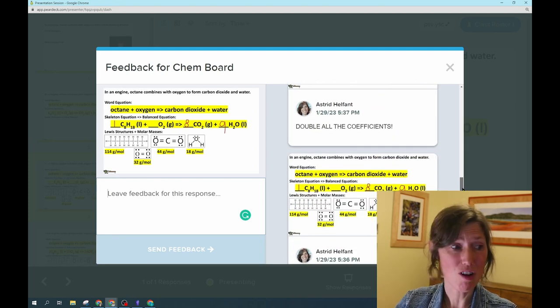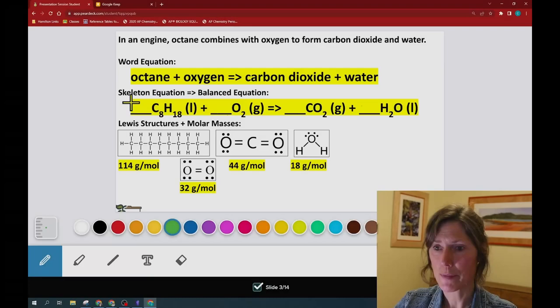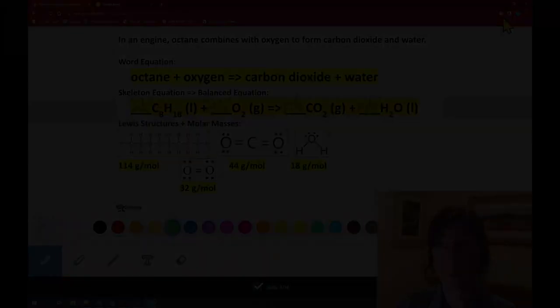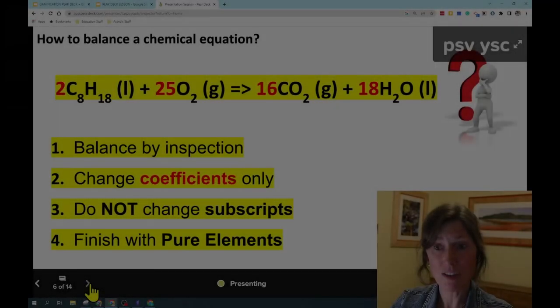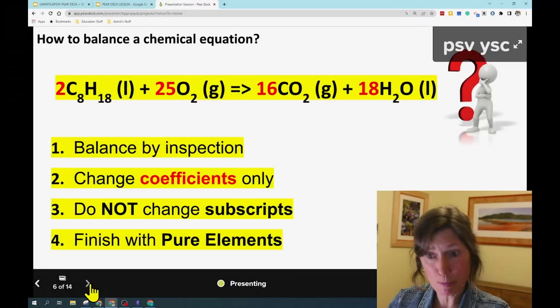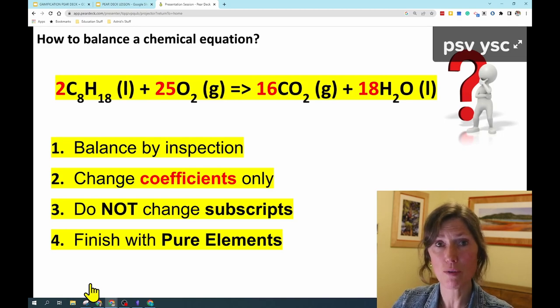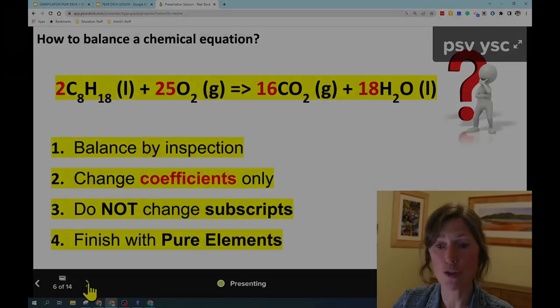Double all the coefficients. So we now have 2 octane molecules. 5 times 2, that's 25 oxygen molecules. We have 8 times 2, that's 16 carbon dioxide molecules. And 9 times 2, that'd be 18 water molecules. Pretty neat. So to balance a reaction, you balance by inspection. You change the coefficients only, shown here in red. You do not change the subscripts. And in case of a combustion reaction in particular, you finish with pure elements.